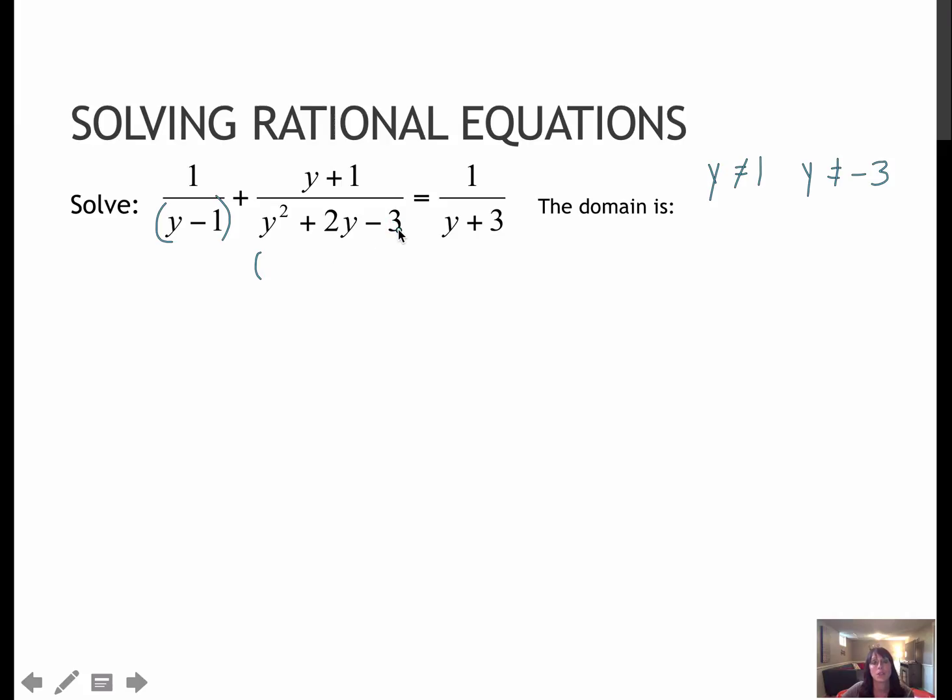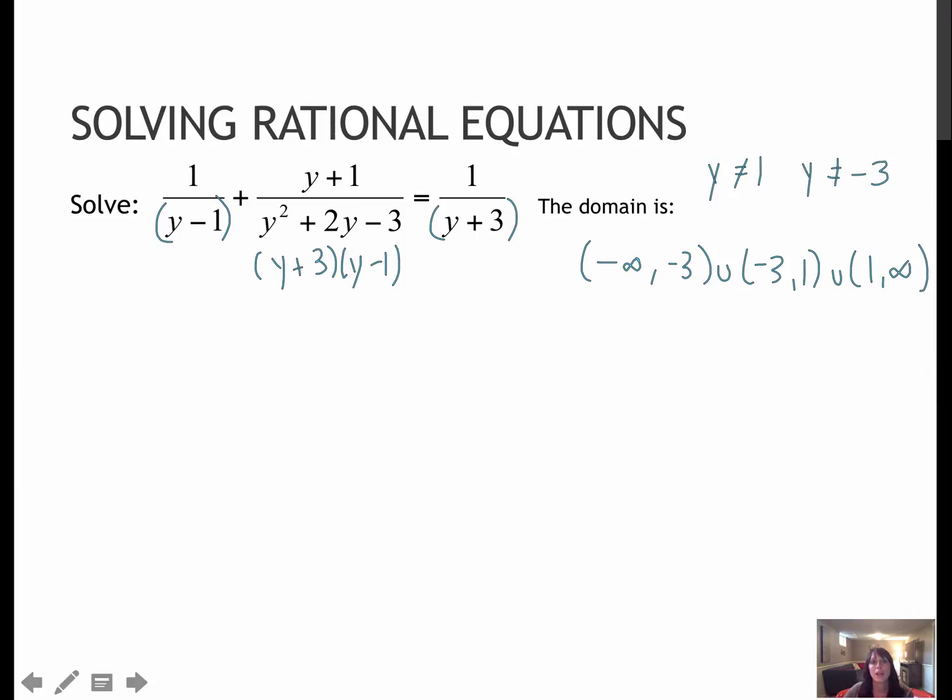I'm looking for numbers that multiply to negative 3 that subtract to 2, which would be positive 3 and negative 1. So that factors into those two same terms that I had before. So this is my domain, which would be negative infinity up to negative 3, up to 1, not including 1, and then 1 on to forever.